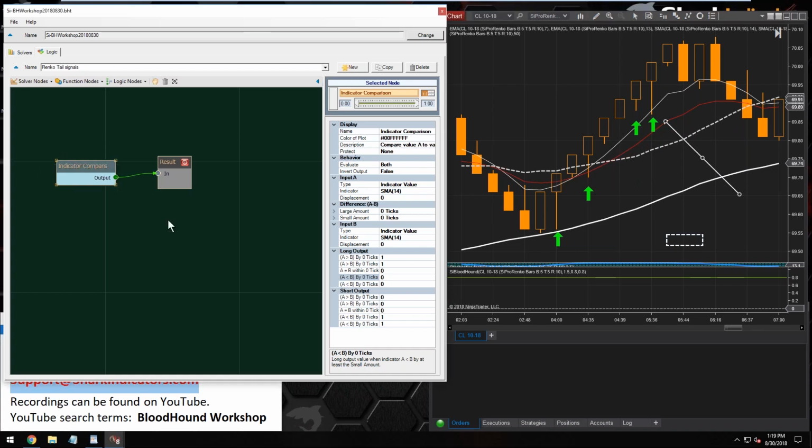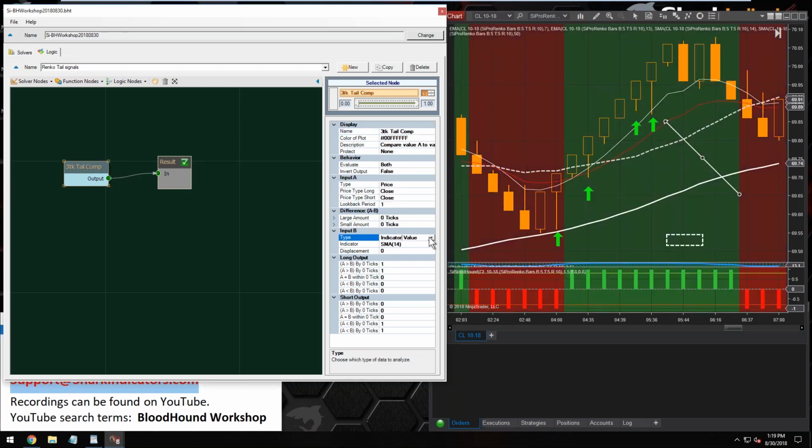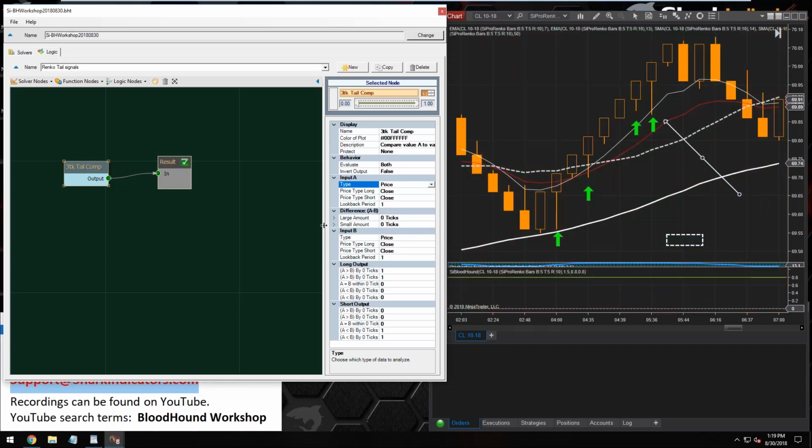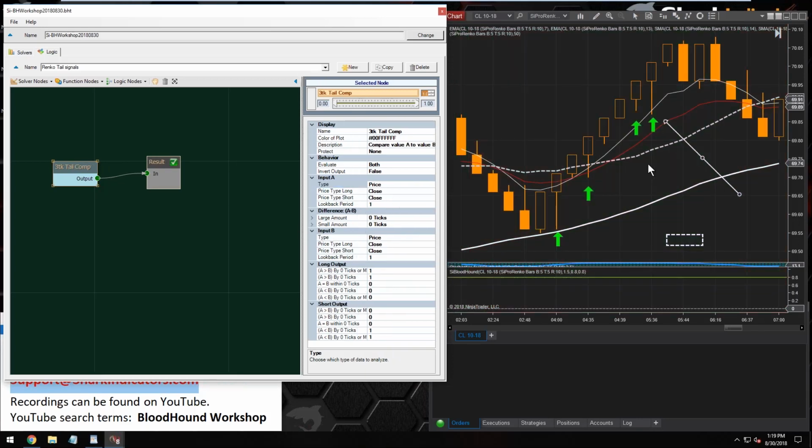All right. So with Renko bars, this is going to be really pretty easy here. So let's call this a 3-tick tail. All right. So let's set our inputs to price. Inputs both to price. Now we just need to figure out what prices are we looking at.